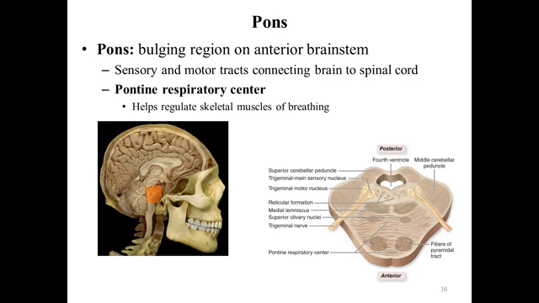The pons, highlighted in orange in the image on the left, contain sensory and motor tracts that connect the brain to the spinal cord. The pontine respiratory center helps regulate the skeletal muscles of breathing. Many of the structures in the pons are shown in the cross-sectional image on the right.